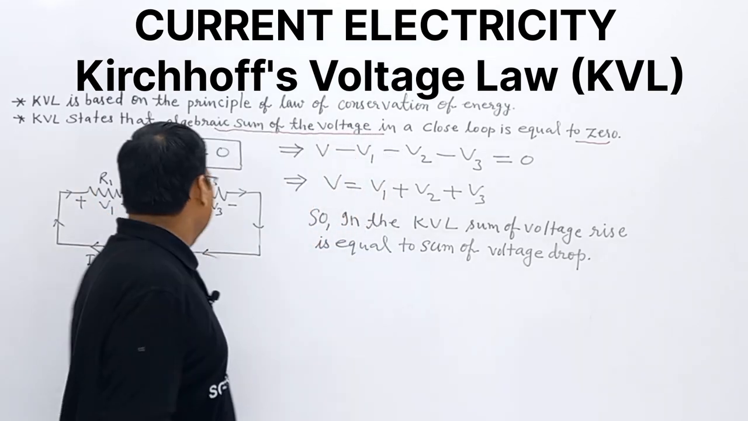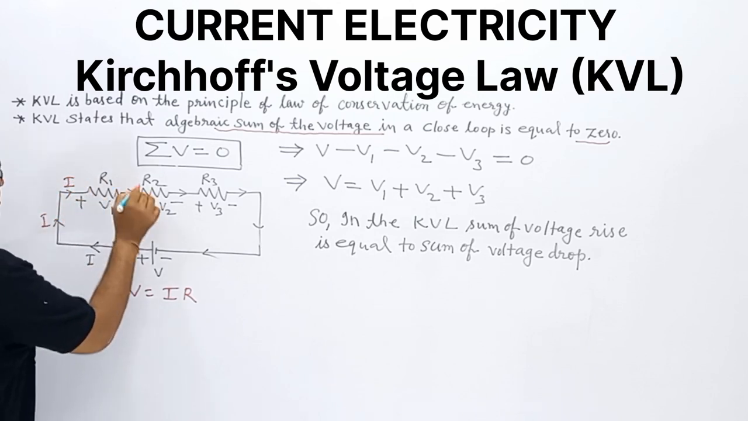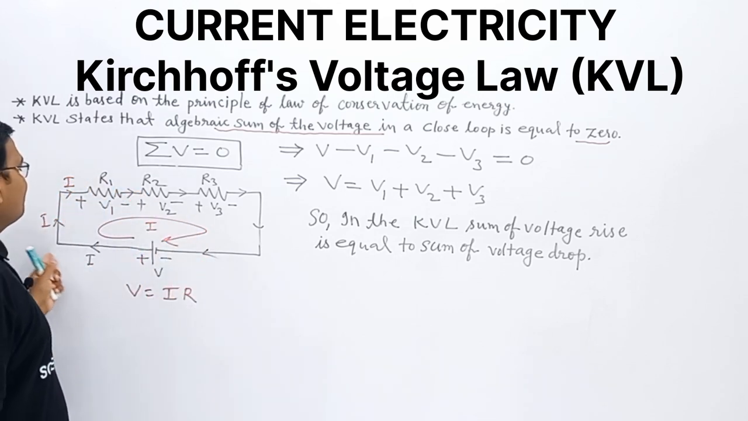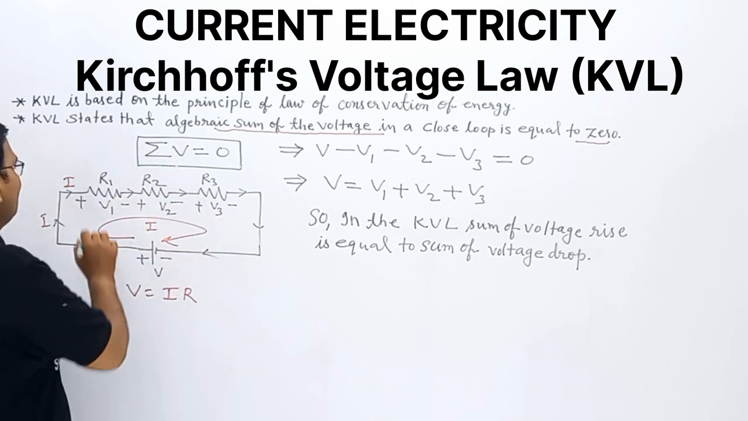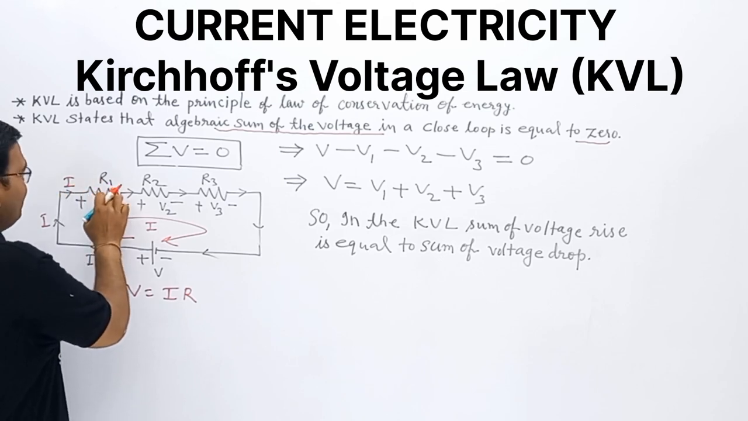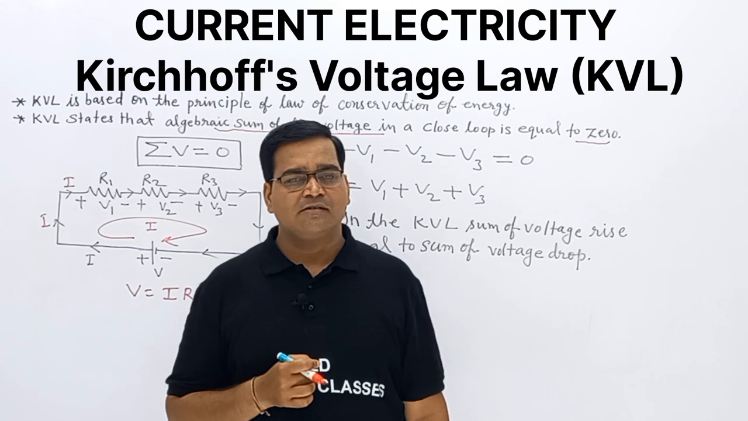In all elements, current I is flowing. Clear? This is the direction of the current: current starts from the positive terminal to the negative terminal. In all elements I is flowing. It means this one has I R1. So what will be the drop? I R1 for the R1 resistor.